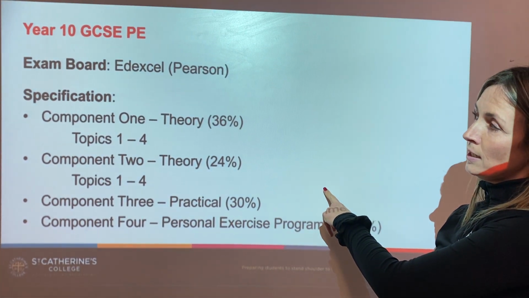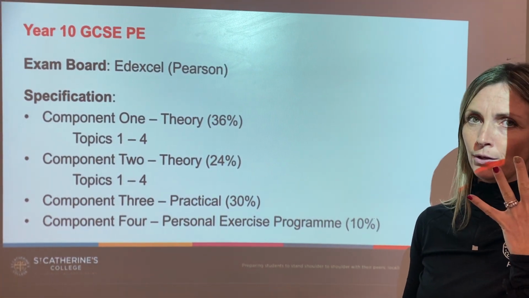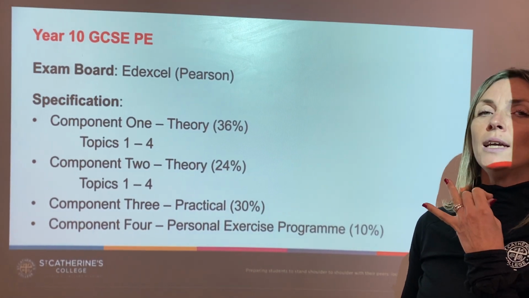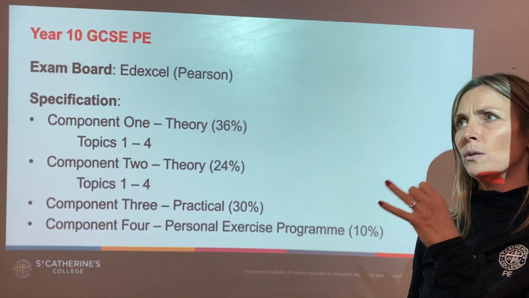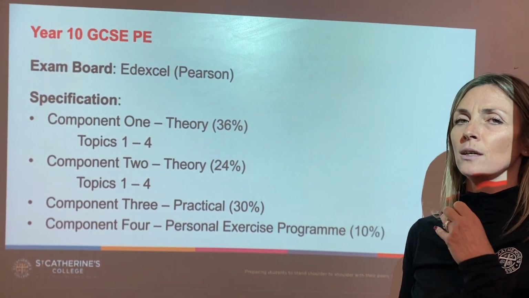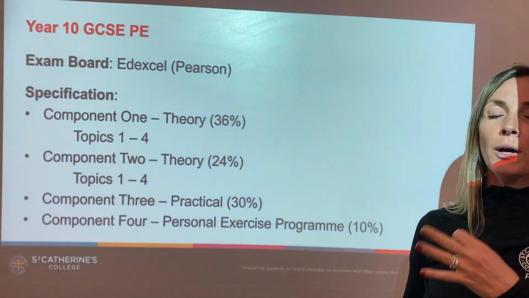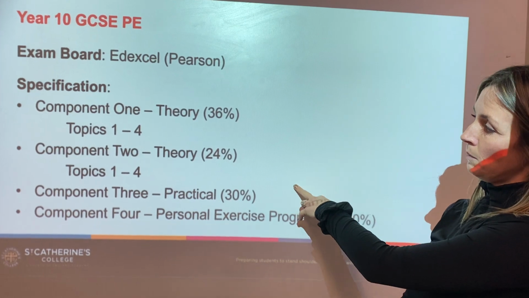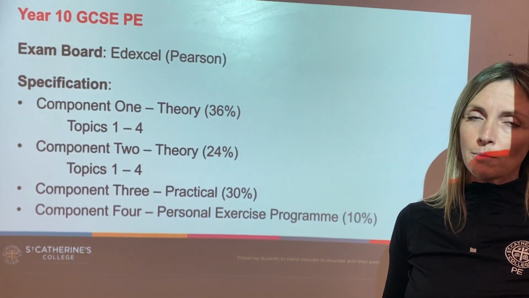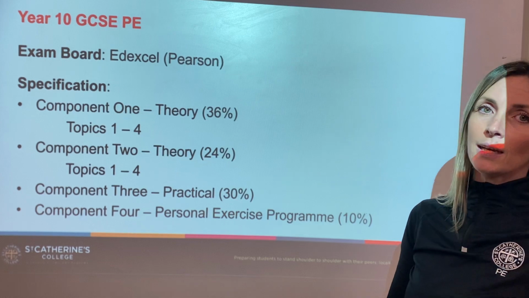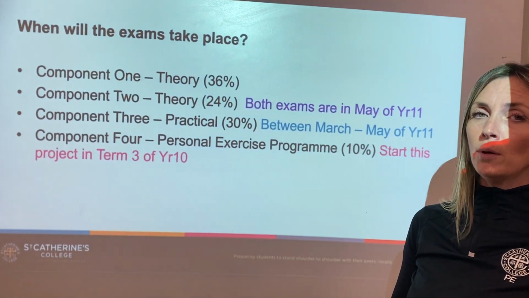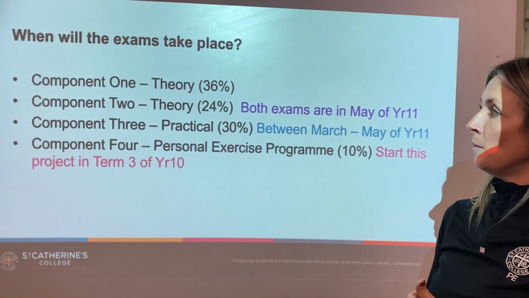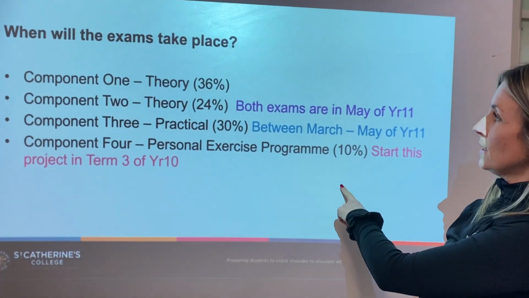The GCSE is made up of 4 components. Component 1 is theory, worth 36%. Component 2 is theory, 24%. Component 3 is the practical, and that is 30%. And then you've got component 4, which is 10%. Component 4 is the PEP, a personal exercise program where you look into your fitness and how you can get even better in some of your sports. I've broken it down here.